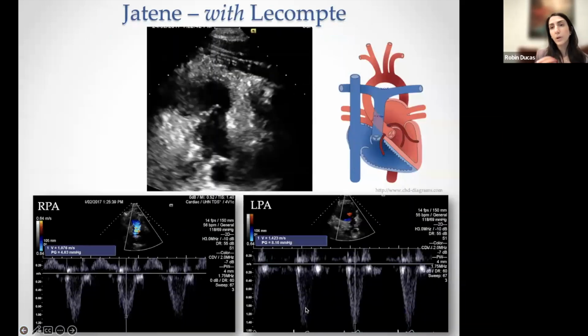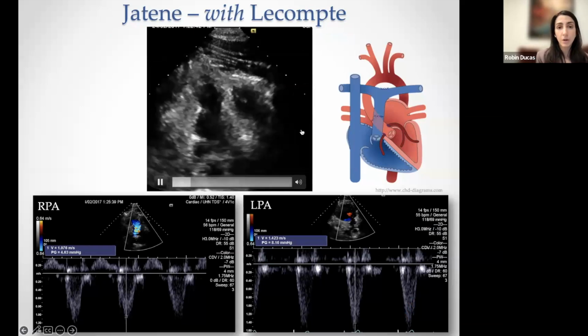One of the pieces of this arterial switch procedure that's important for us to understand and interrogate correctly is the Lecompte maneuver. This is how they move the pulmonary artery that originally was posterior. They bring it forward, and in doing so, they can stretch the pulmonary artery, particularly the branch pulmonary arteries a little bit, which can result in branch pulmonary artery stenosis.